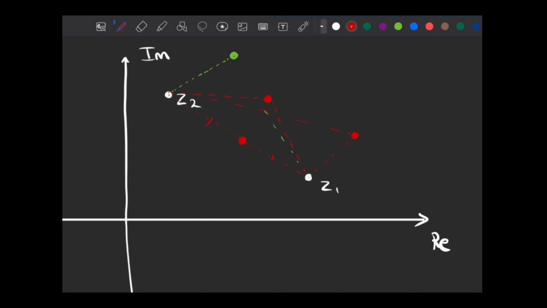We can do this for a huge set of points, and what we'll find is that the set of points that are equidistant from both z1 and z2 will form a perpendicular bisector of the line segment that joins these two points. So this red line, which represents the set of points that are an equal distance from z1 and z2, is a perpendicular bisector of the line segment that joins z1 and z2. Now let's see how we would write this down mathematically. So this represents the locus of points z on an Argand diagram such that the distance from z to z1 is the same as the distance from z to z2.